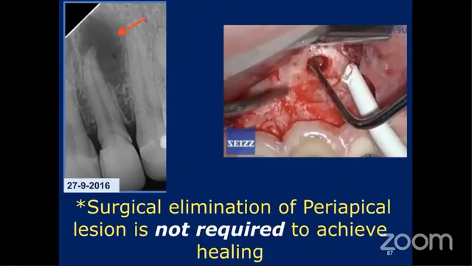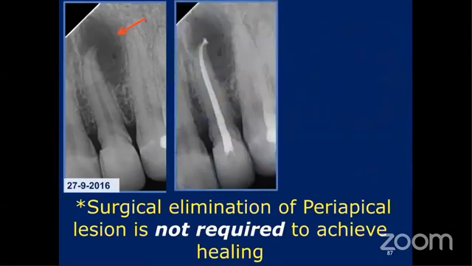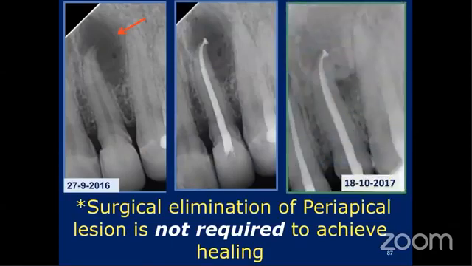Get rid of the microbes from the root canal system and the lesion will disappear. So surgical intervention is not required here. What we need here is just to make proper root canal treatment and waiting. And when we hear waiting, now all of us, we are waiting in our home for recovery. So just wait for the tooth to recover.